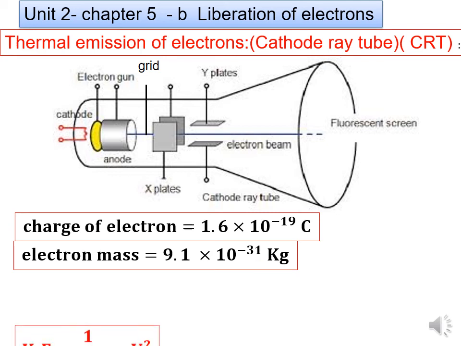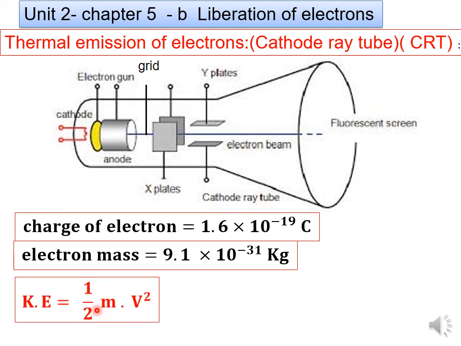The kinetic energy of the moving electrons equals half mv squared, where m is the mass of the electron and v is the velocity of the moving electrons. Also, kinetic energy can be calculated from that relation: E, which is the electron charge, multiplied by V, which is the potential difference between cathode and anode.